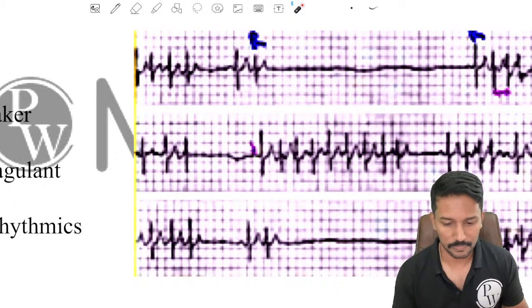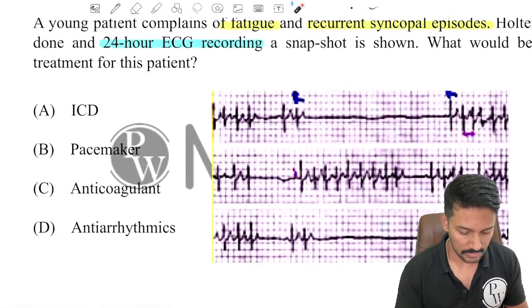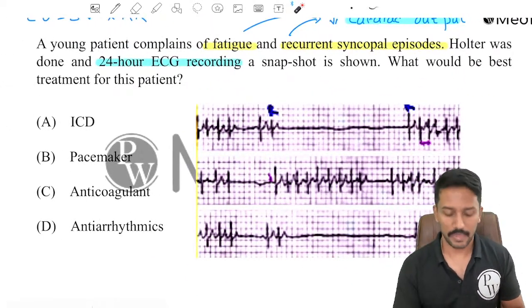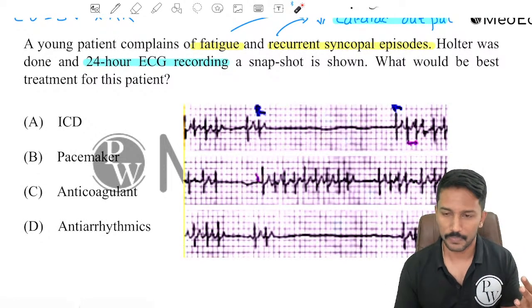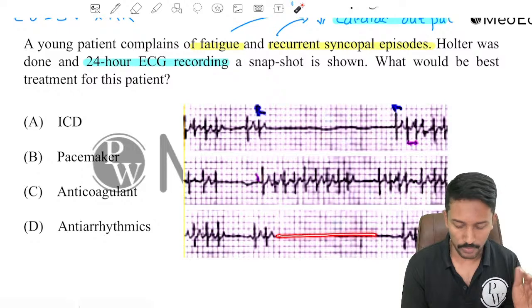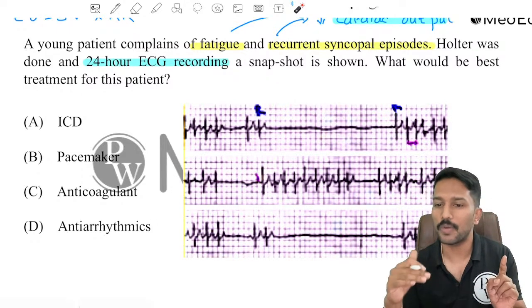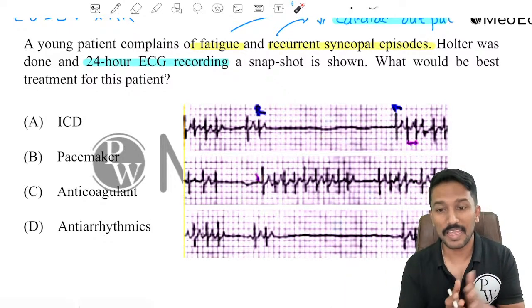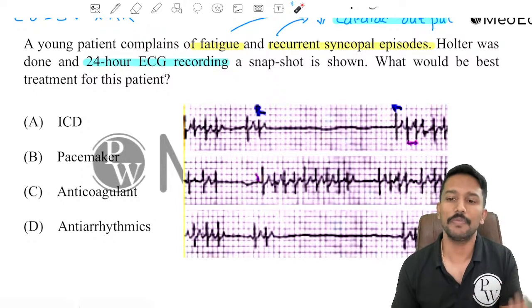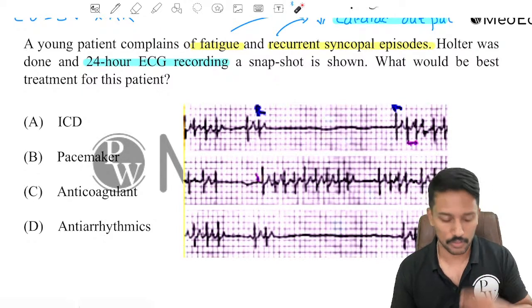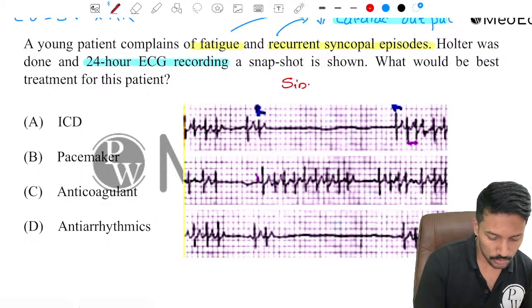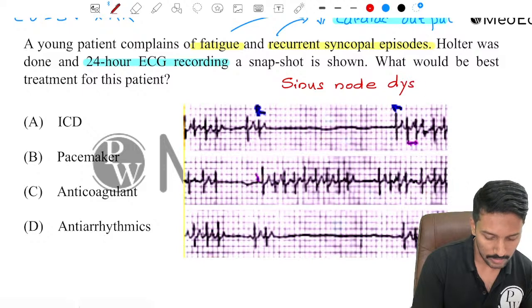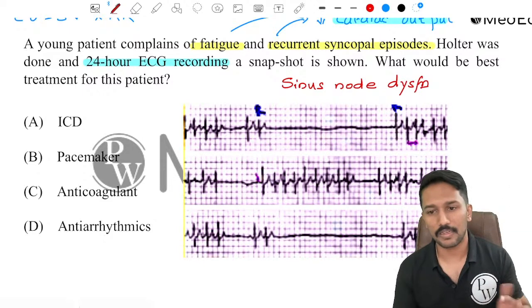Now what could this be? This indicates that the sinus node, see, if the sinus node works, P wave will come, right? But here I am not seeing any P wave. If P wave is there but QRS complexes are not there, that means it is an AV block. But if P wave itself is not there, then the problem is in the sinus node, right? So this condition represents sinus node dysfunction or sick sinus syndrome.